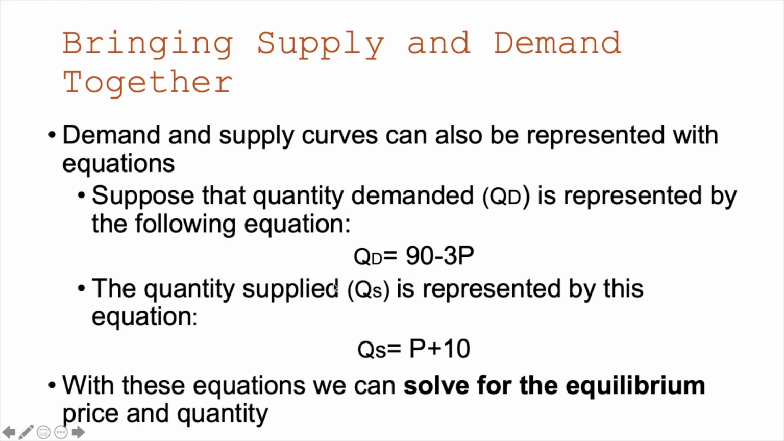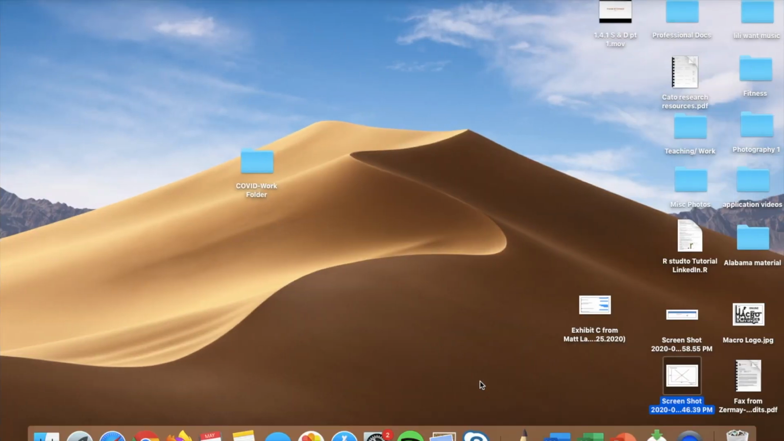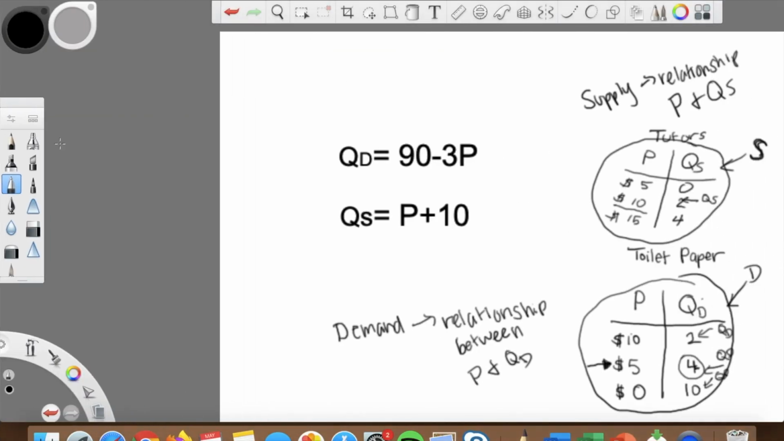QD would be my quantity demanded, P would be price, and this whole equation is my demand equation. We'd say the quantity supplied is represented by this equation: QS, or quantity supplied, is equal to P plus 10. And then we can solve for the equilibrium. So I'm going to jump over to my sketch pad, do some erasing here. I have some space, and I've got my two equations here, the quantity demanded and quantity supplied equation.